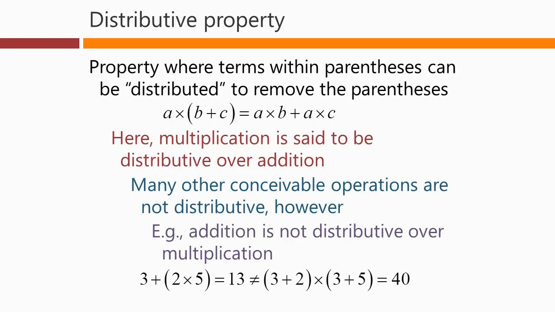Many other operations we can think of, however, are not distributive. For example, addition is not distributive over multiplication. So 3 plus 2 times 5 equals 13, because 2 times 5 is 10. But if I try to distribute that differently, I have (3 plus 2) times (3 plus 5), that equals 40. That would be what would happen if we tried to use this kind of distributive property, but instead of saying multiplication is distributive over addition, if we tried to say that addition is distributive over multiplication, we would find that's not true.